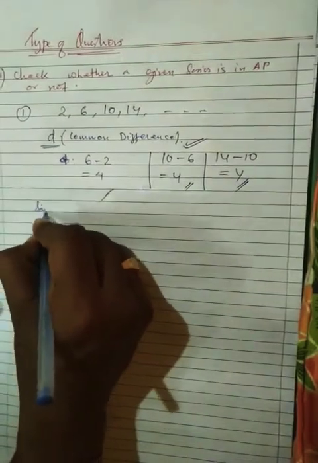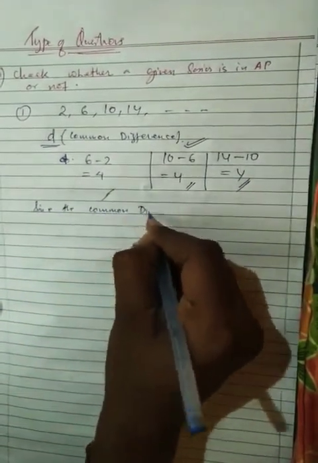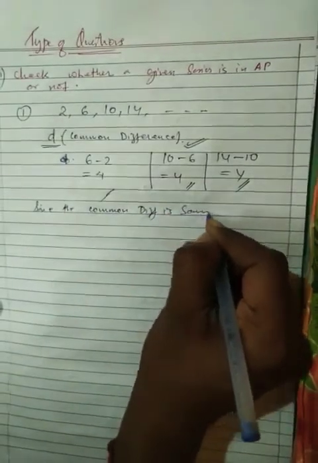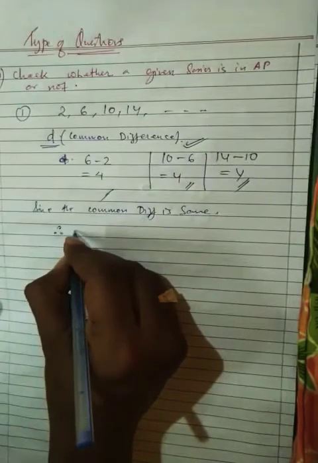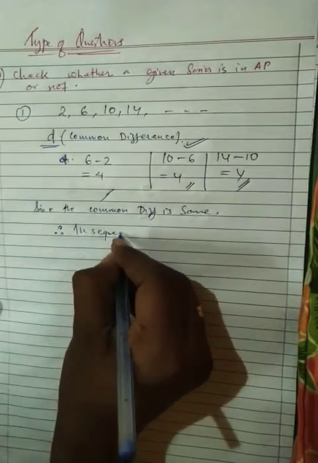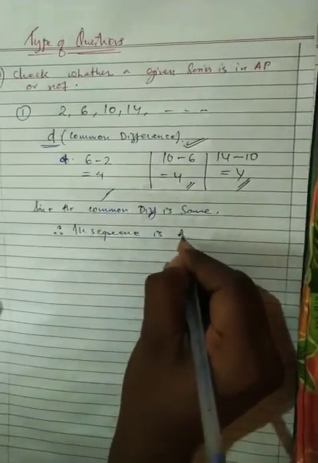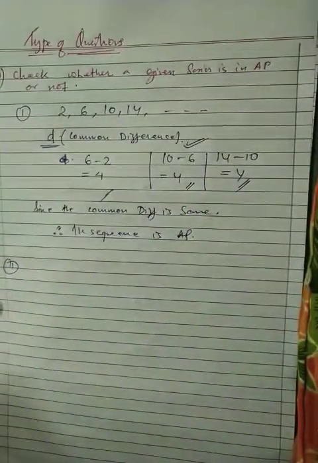Since the common difference is the same, what can you say? The given sequence is an AP. Clear? And so if the common difference is not the same, the sequence will not be an AP.